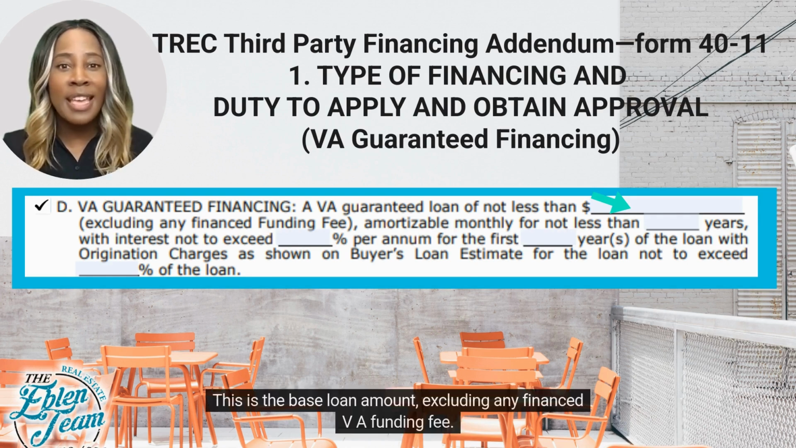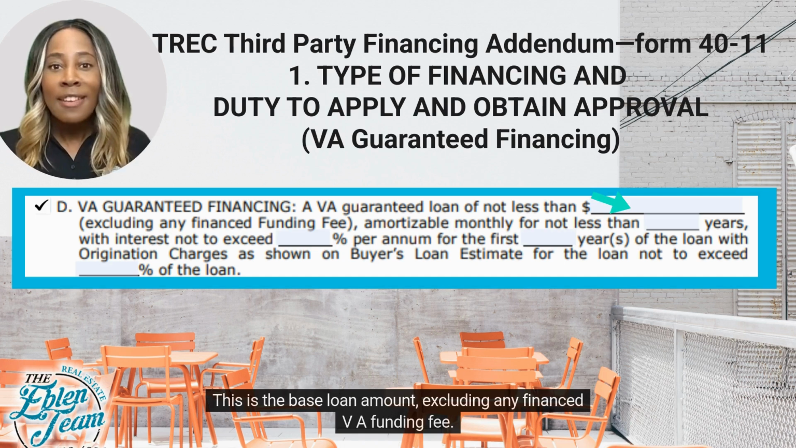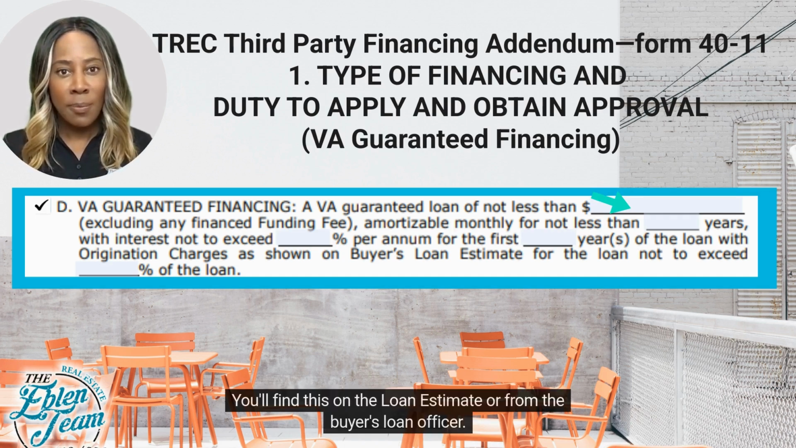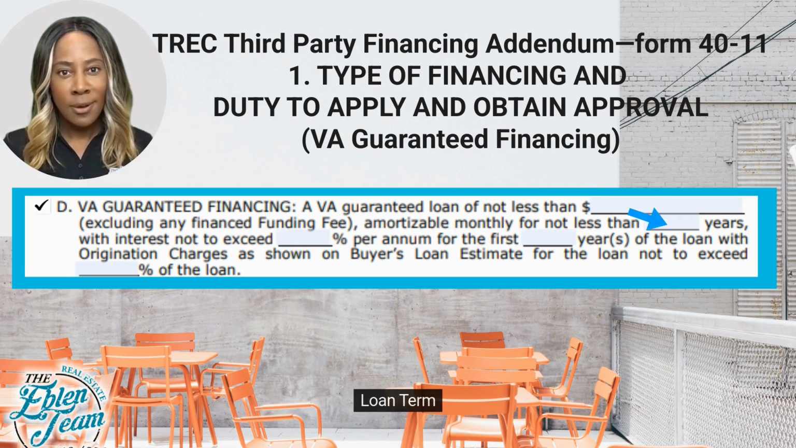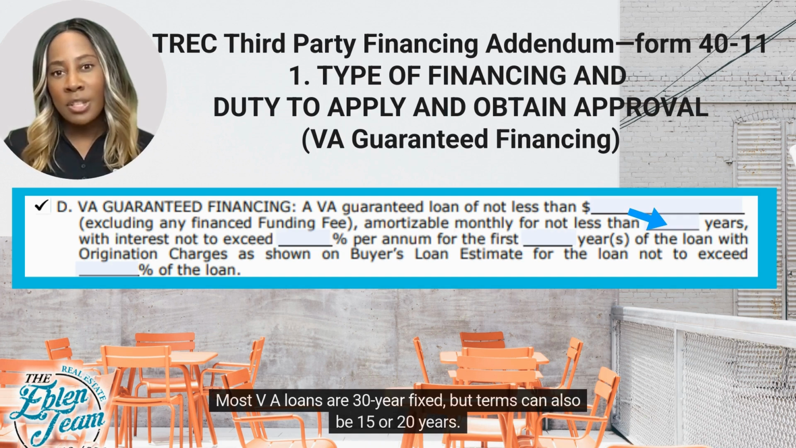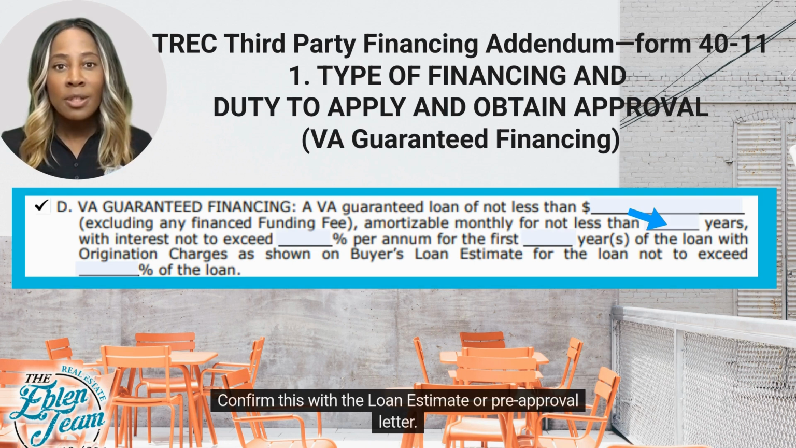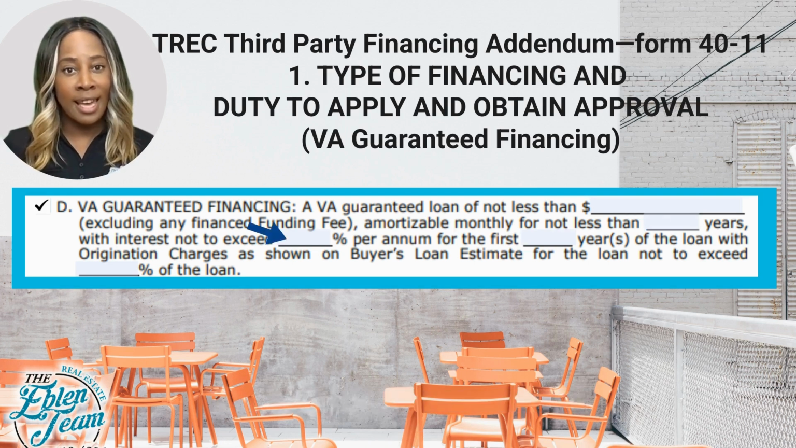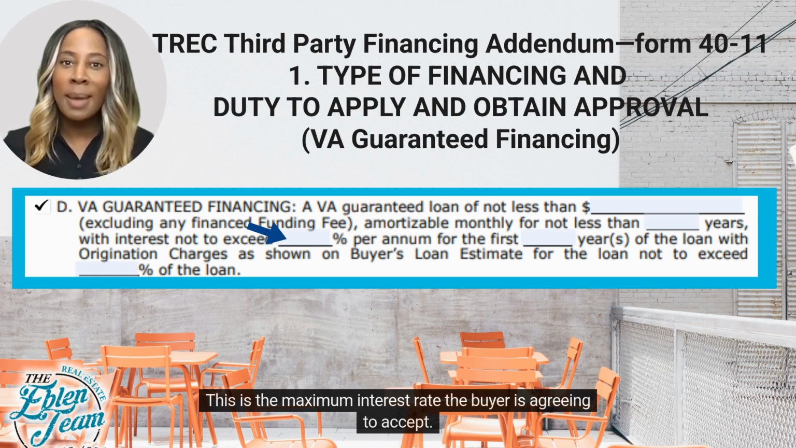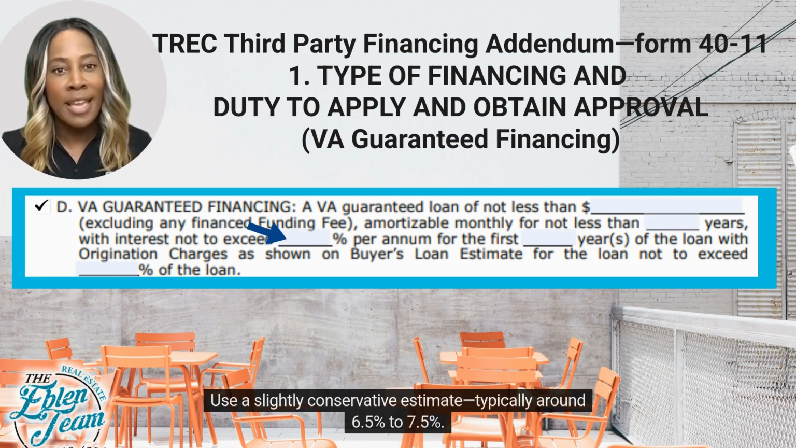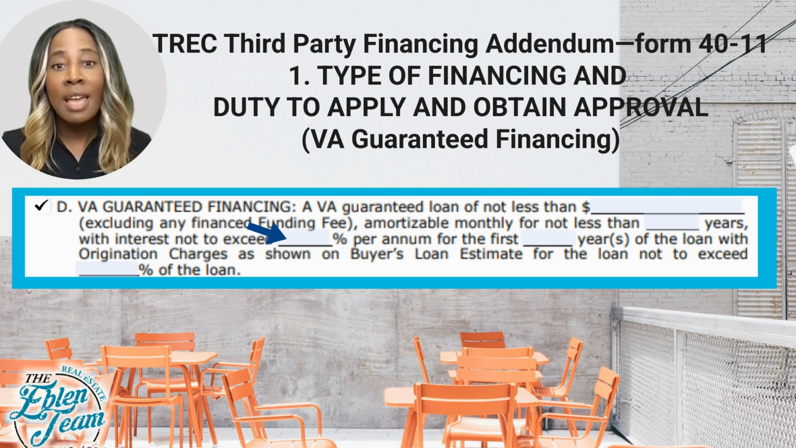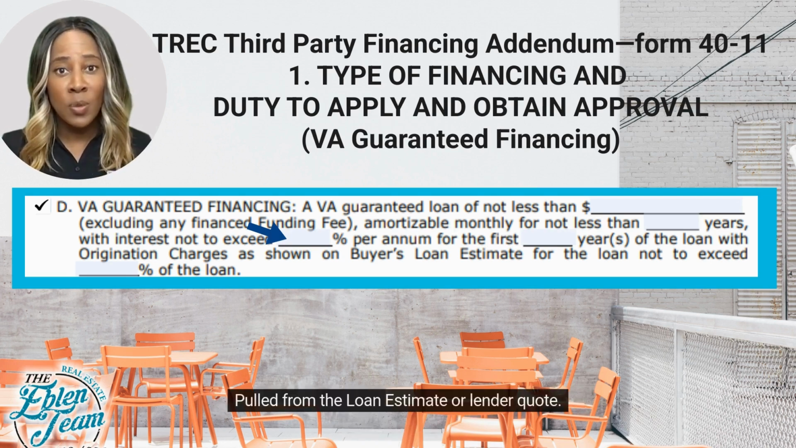Loan amount. This is the base loan amount, excluding any financed VA funding fee. You'll find this on the loan estimate or from the buyer's loan officer. Loan term. Most VA loans are 30-year fixed, but terms can also be 15 or 20 years. Confirm this with the loan estimate or pre-approval letter. Interest rate cap. This is the maximum interest rate the buyer is agreeing to accept. Use a slightly conservative estimate, typically around 6.5% to 7.5%, pulled from the loan estimate or lender quote.